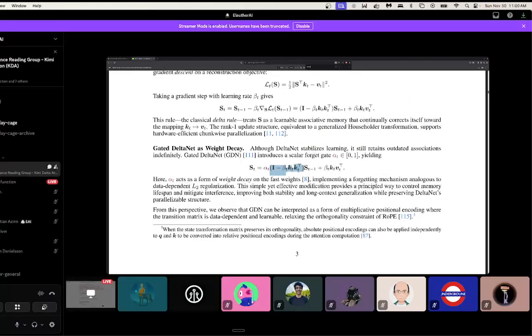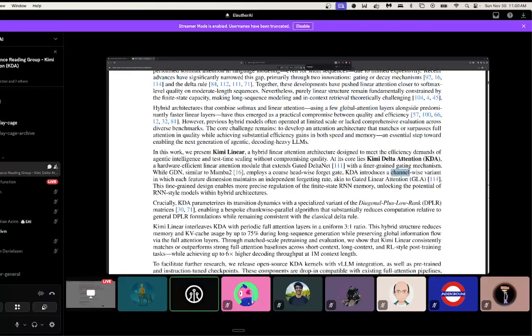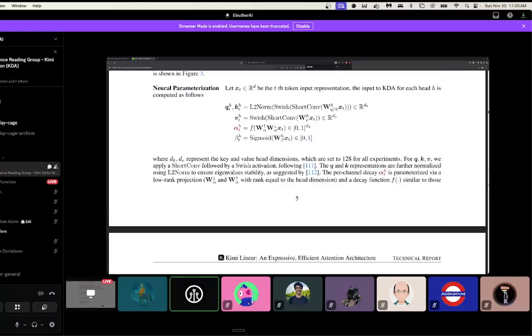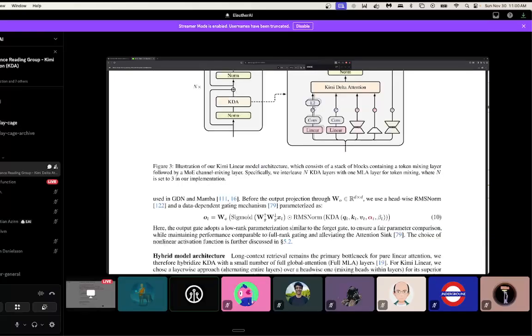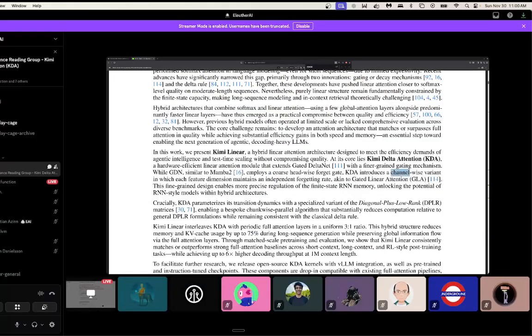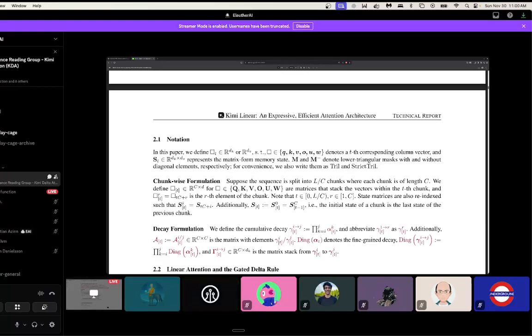Yeah, because my confusion reading this paper was why do we need both? Why isn't just the per channel forgetting gate good enough? Why do we also need beta? Yeah, that's an interesting question.